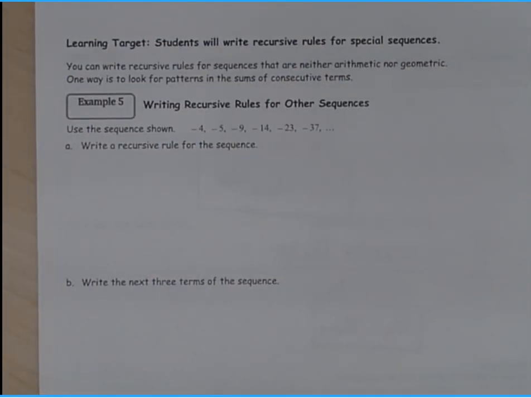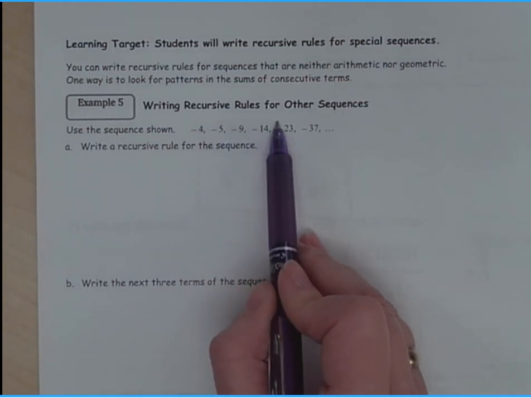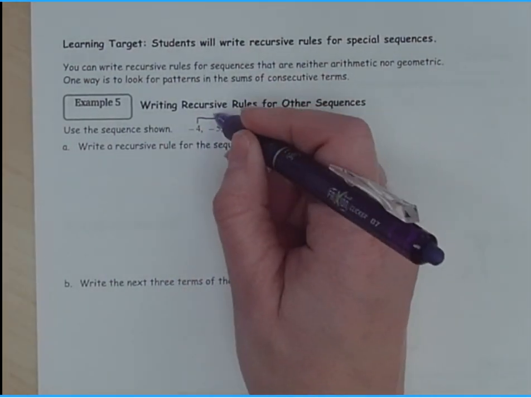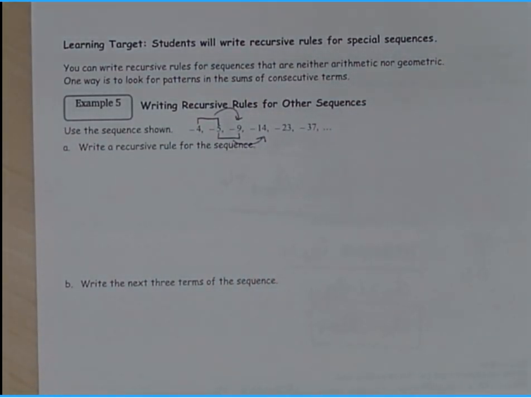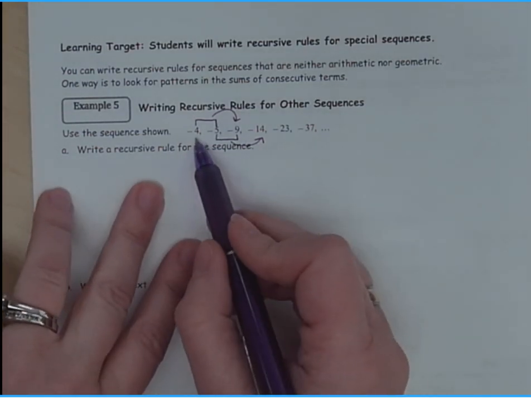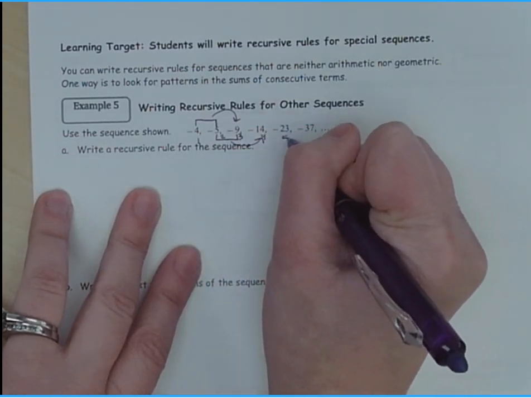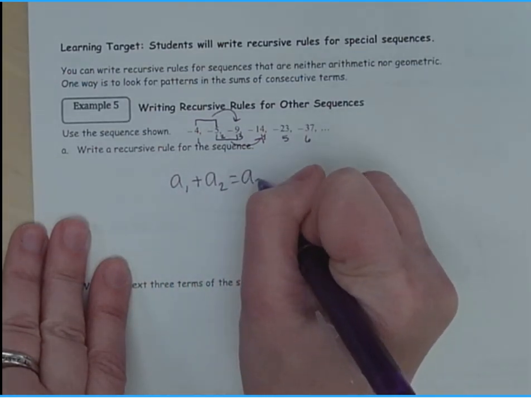All right, so looking at example 5, sometimes there's not an arithmetic or geometric sequence, meaning I am not adding or subtracting the same number to get the next one, or multiplying by the same number. But what I do notice here is that negative 5 plus negative 4 gives me negative 9. Negative 5 plus negative 9 gives me negative 14. So I can kind of see a pattern here. But what is my rule here? All right, let's see. So this is term 1, 2, 3, 4, 5, 6. So let's see. My first term plus my second term equals my third term.